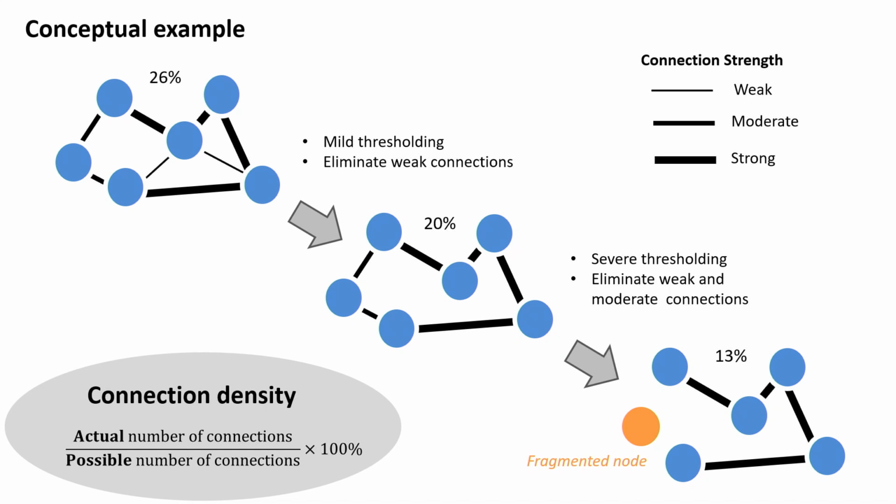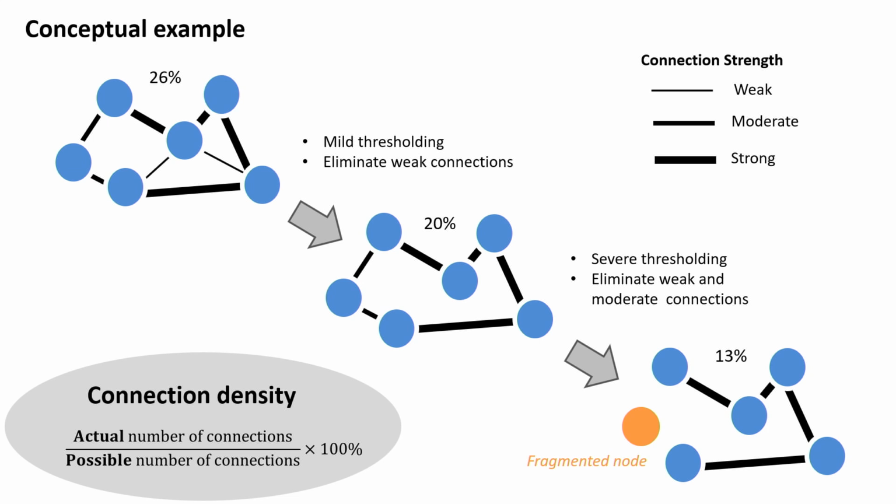So connection density is what we use to quantify the severity of thresholding. It's just the actual number of connections in our network normalized by the total possible number of connections. And in this network, we have 3 types of connection strengths. There's weak, moderate, and strong.